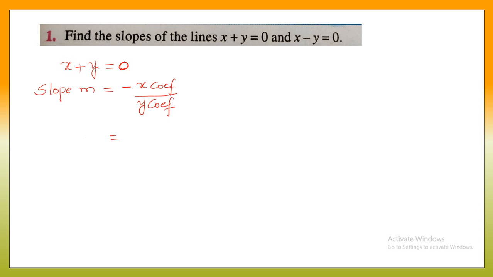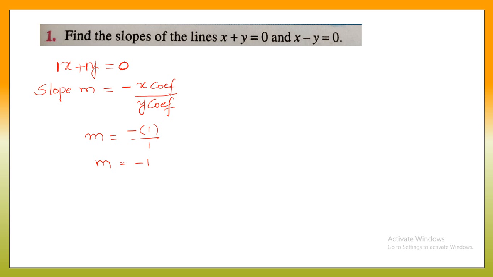So from this, what is the slope? Slope is represented by m, which is minus of, if you don't have anything, that means it is having 1 as its coefficient. So here also 1 is its coefficient, so minus of 1 by 1, which gives me minus 1. So the slope of this particular line x plus y is equal to 0 is minus 1.